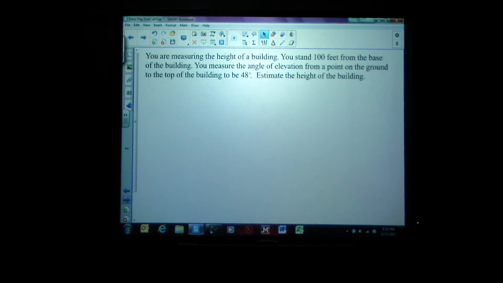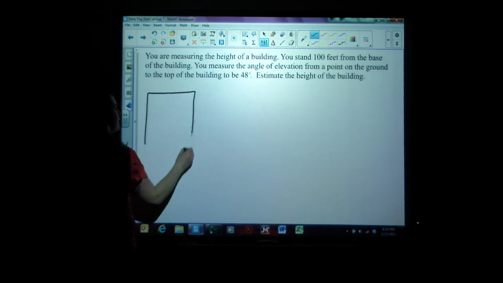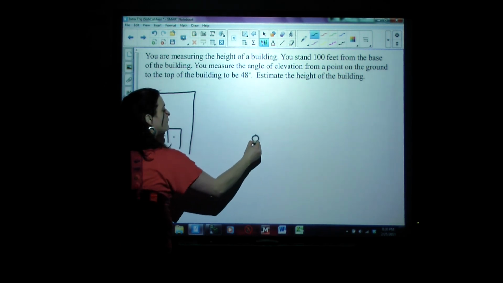First word problem is, if you are measuring the height of a building and you stand 100 feet from the base of the building and you measure the angle of elevation from a point on the ground to the top of the building to be 48 degrees, estimate the height of the building. Best thing you can do, if you're not given a picture, draw a picture. Here's our building.